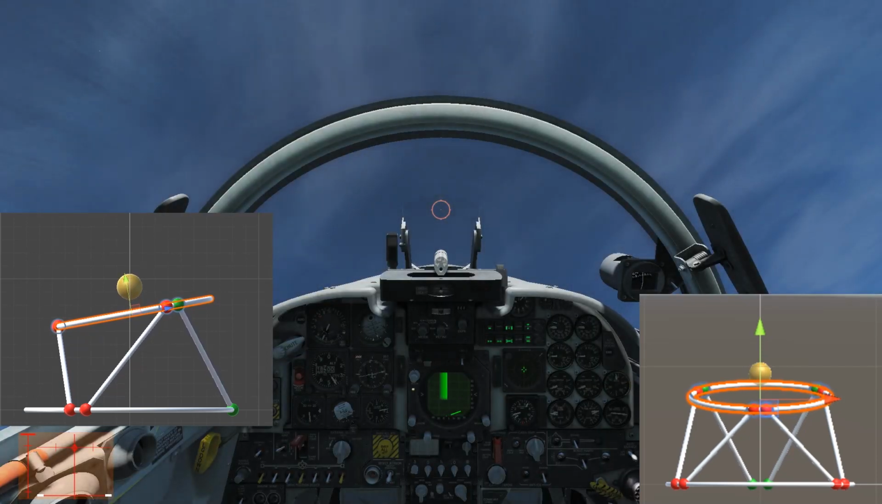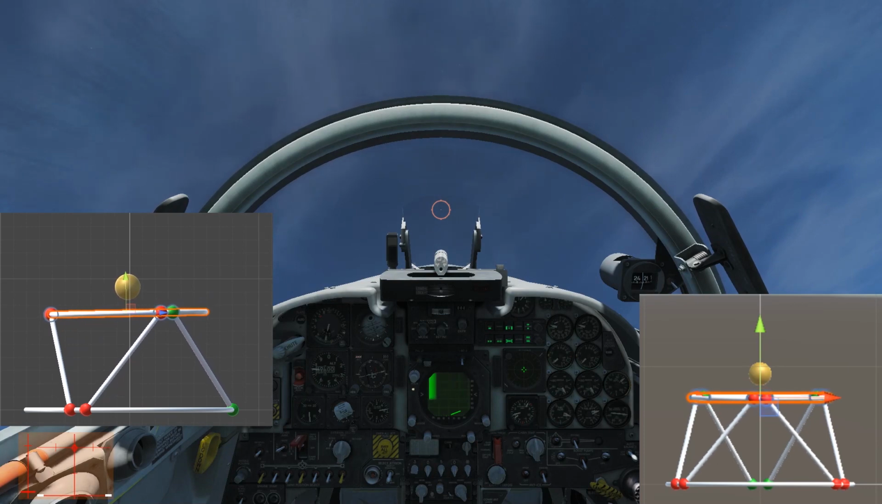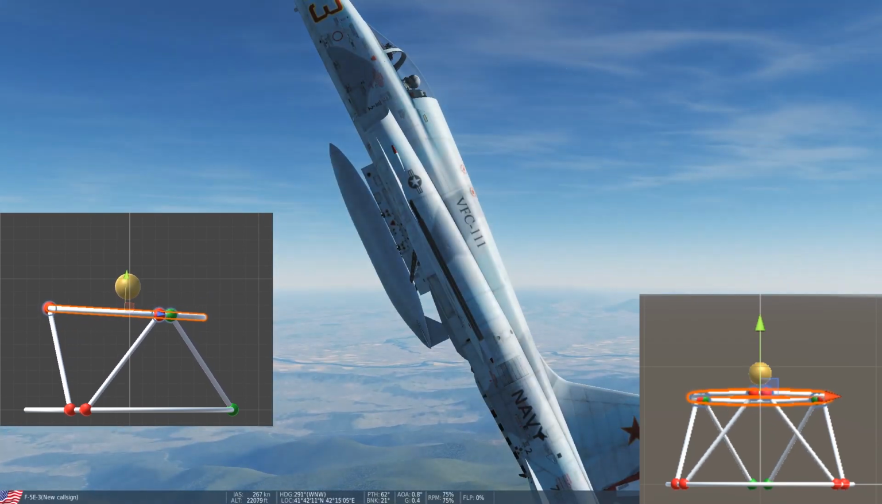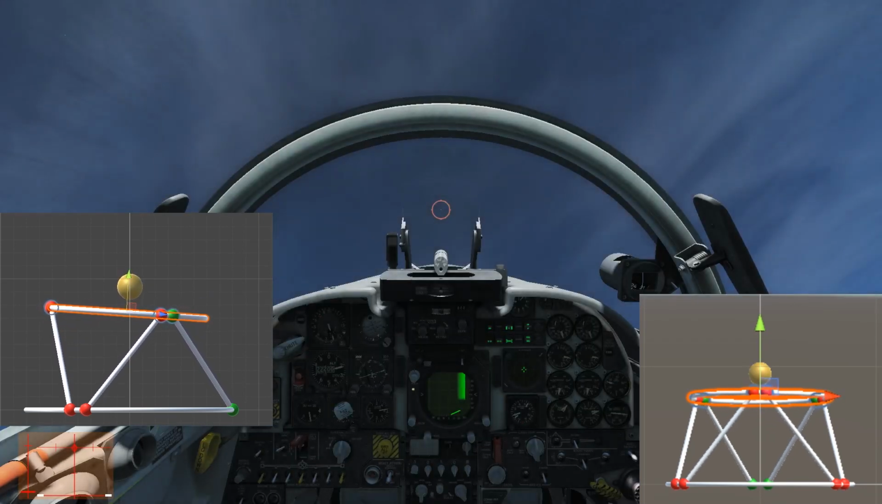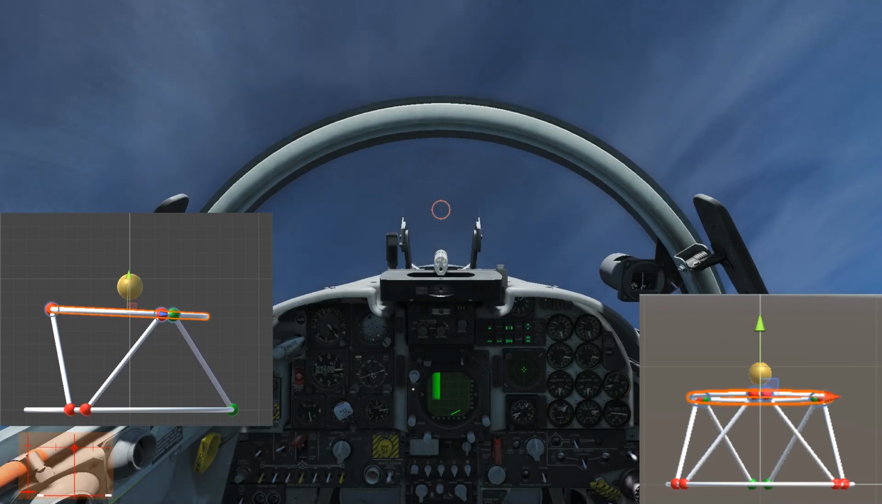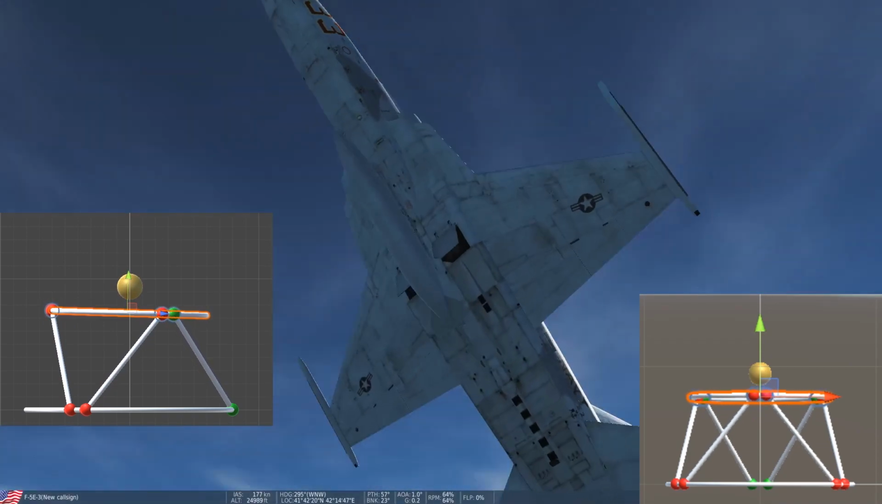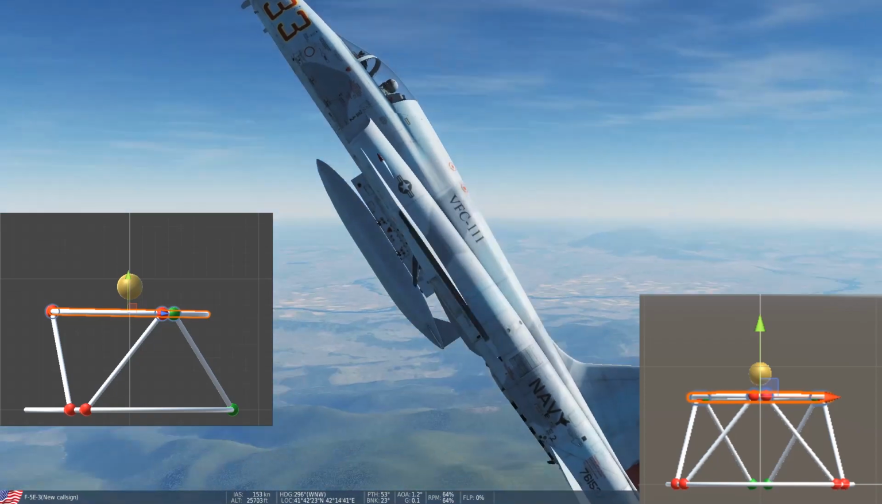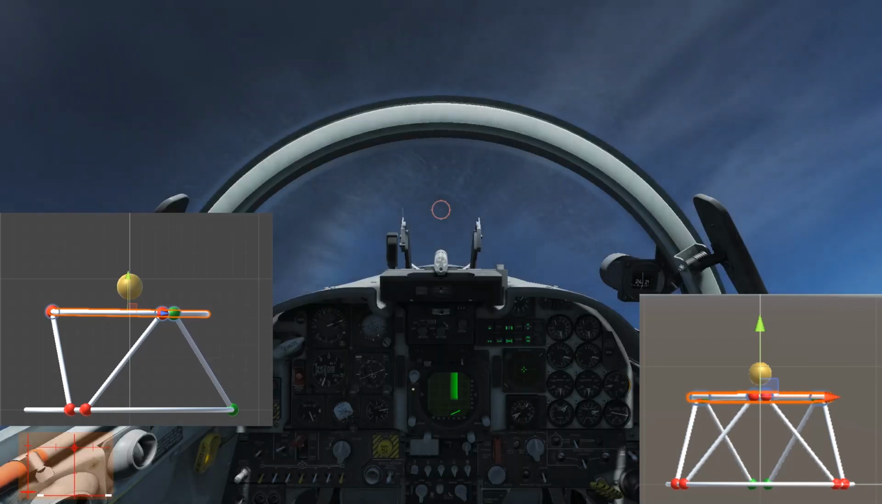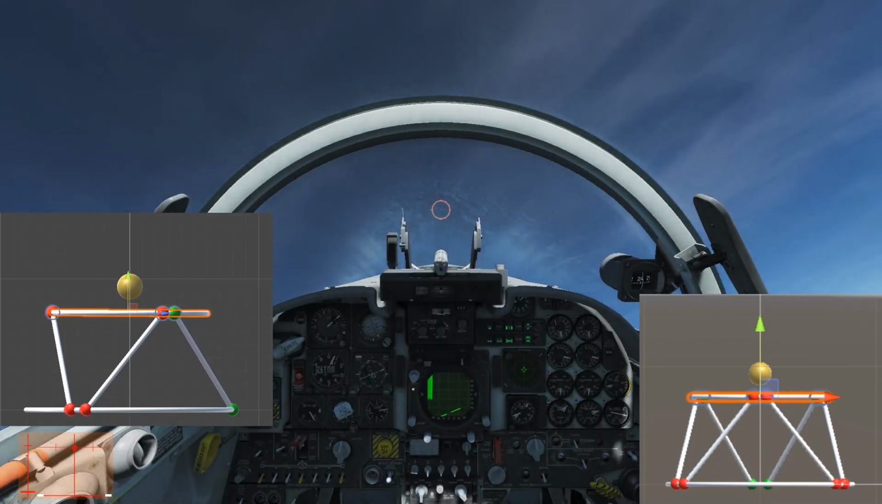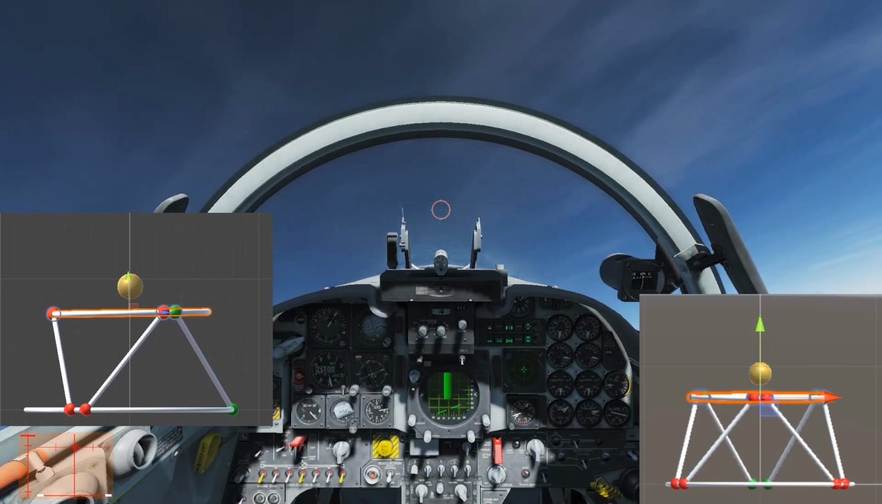Now, if I pull the power back to idle and extend the speed brakes, then the aircraft is still pitched up, but the platform is tilted down because you are decelerating. You have the speed brakes out and the aircraft is decelerating. And that is also the behavior that I intended to design.